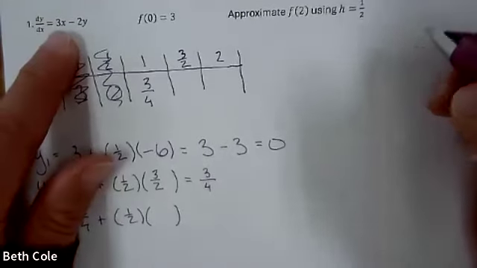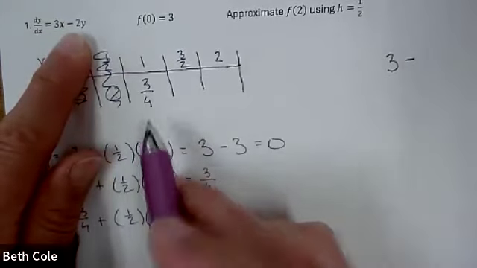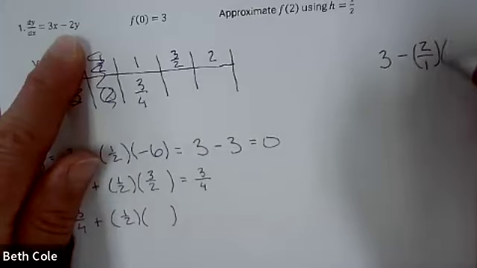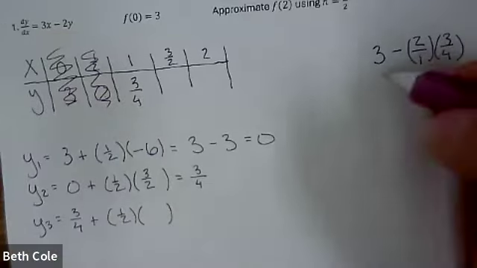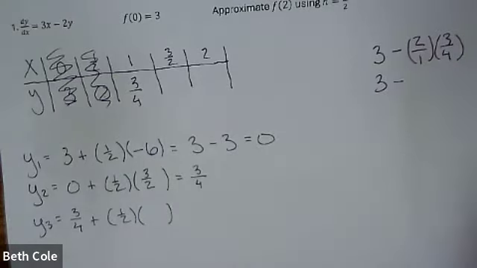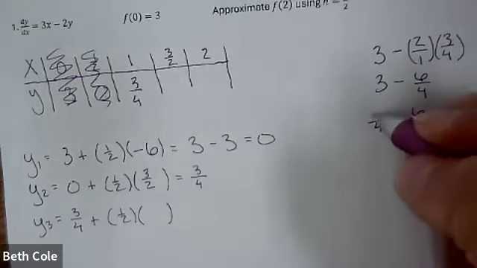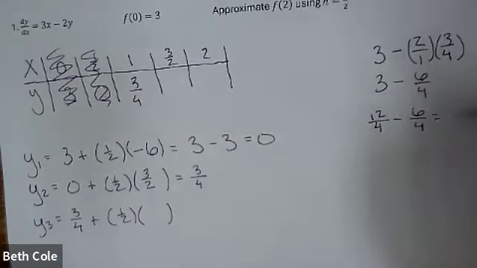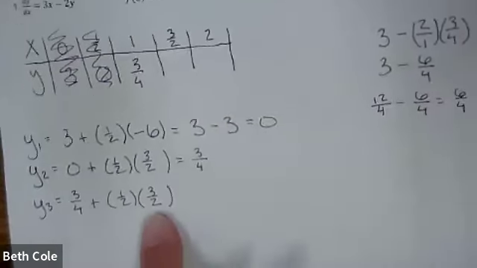If I plug in 1 for x, that would just be 3 minus, now if I do 2 times 3/4, that would look like this. If you want to put the 2 over 1, if that helps you, sometimes for fractions that helps people, you're going to multiply the numerators and you're going to multiply the denominators. So that would be 6/4. You need a common denominator. So how many fourths is a whole 3? 12/4. Good. And if you subtract that, you get 6/4, which is 3/2.